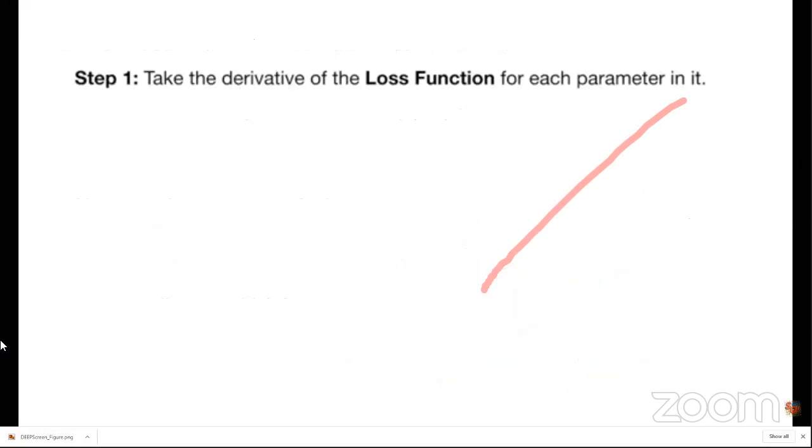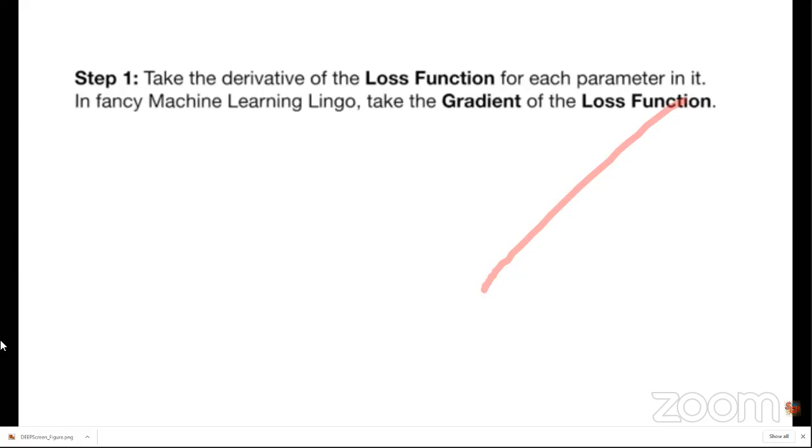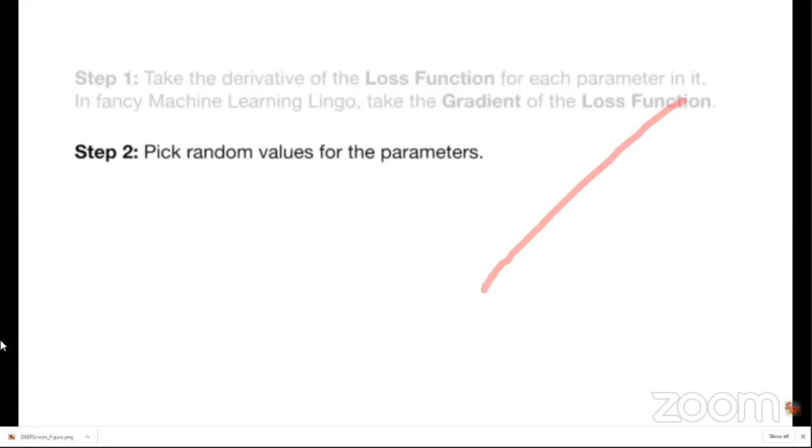Step 1. Take the derivative of the loss function for each parameter in it. In fancy machine learning lingo, take the gradient of the loss function. Step 2. Pick random values for the parameters.